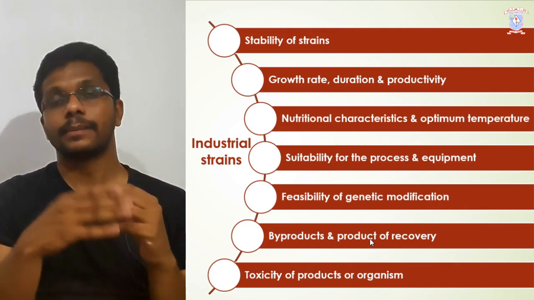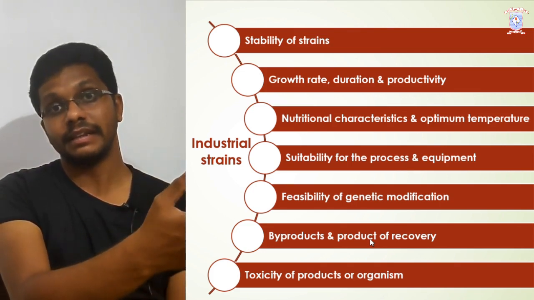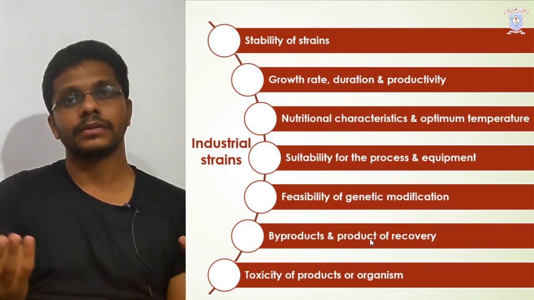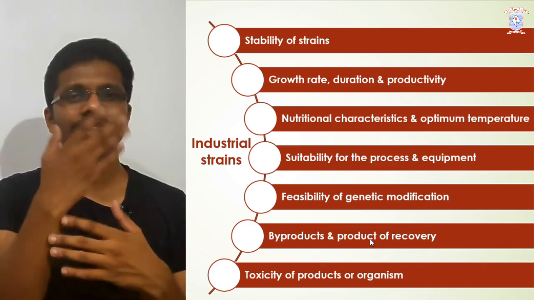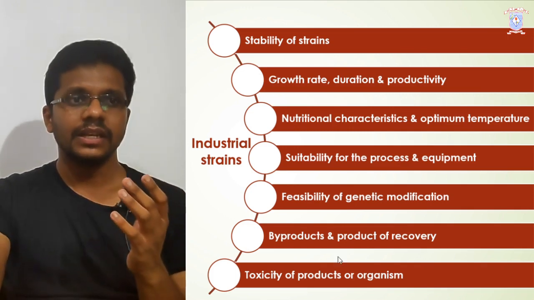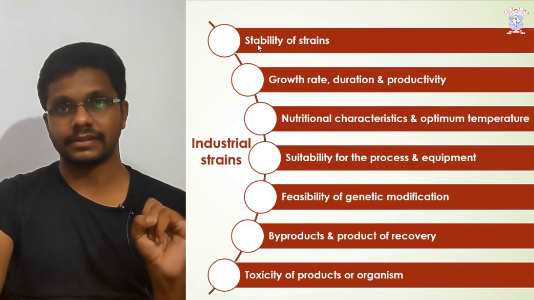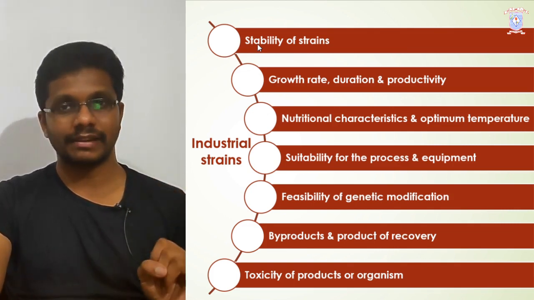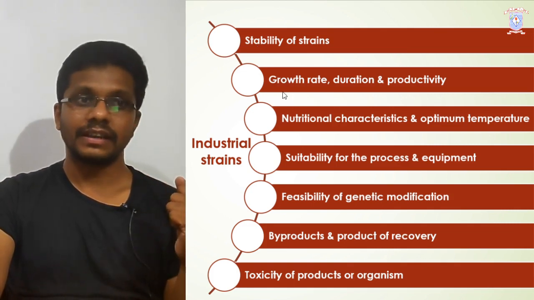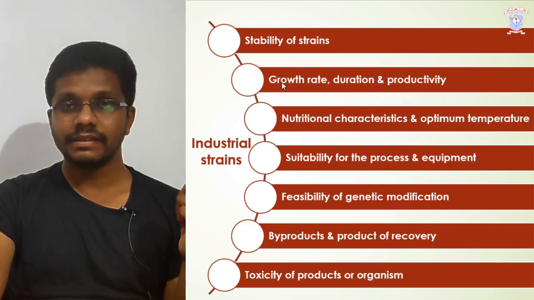If we are making a product using Salmonella typhi, there's a risk the typhi may leak from the fermenter and cause disease to the neighboring population. So these are the ideal characters of industrial strains. Let me summarize this one. An industrial strain ideally should be stable. The growth characteristics, production characteristics, everything should be stable. It should be reproducible. Secondly, an industrial strain should have maximum growth rate.